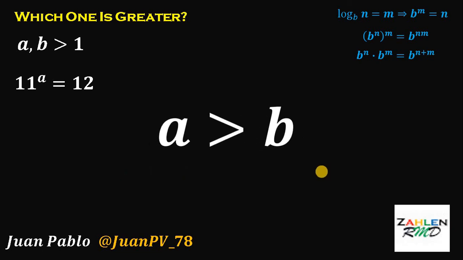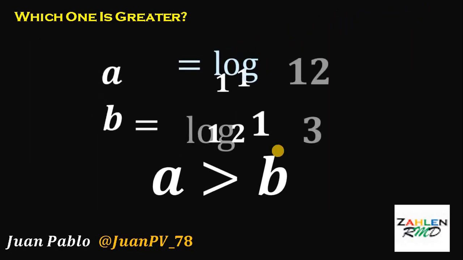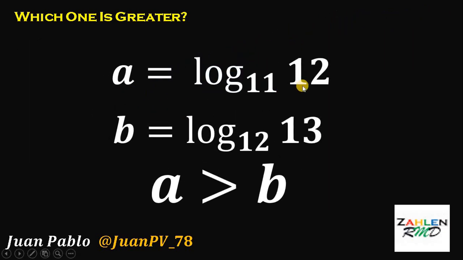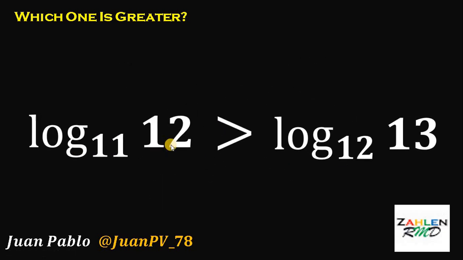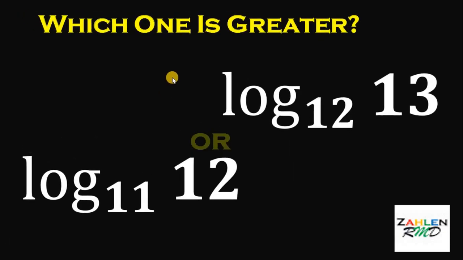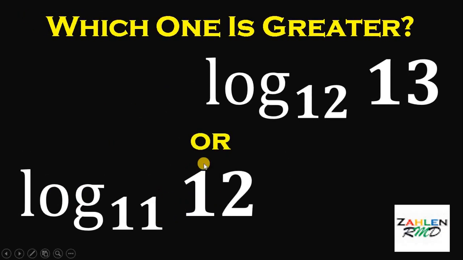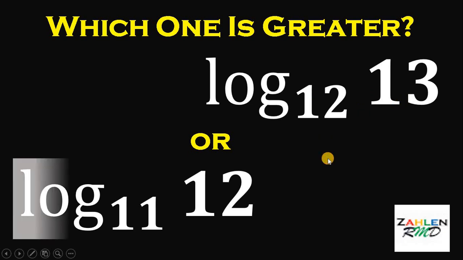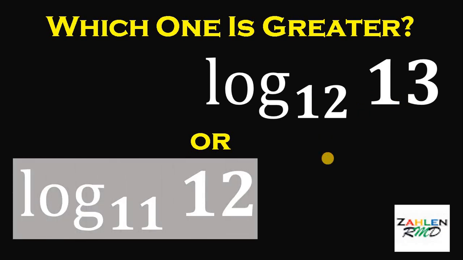Now, what is a and what is b? We said earlier that a is equal to logarithm of 12 to the base 11 and b must be logarithm of 13 to the base of 12. It directly follows that logarithm of 12 to the base of 11 must be greater than logarithm of 13 to the base of 12. Therefore, which one is greater, logarithm of 12 to the base 11 or logarithm of 13 to the base of 12? And our answer must be logarithm of 12 to the base of 11.